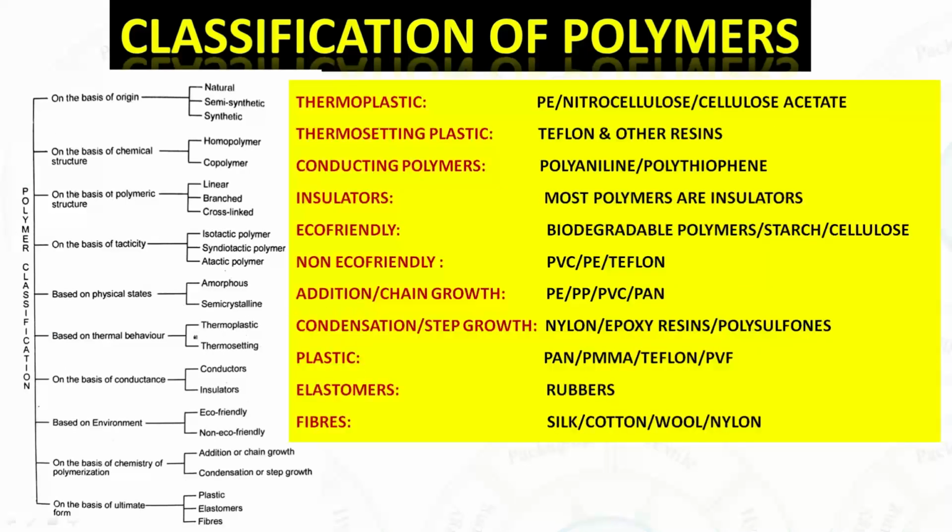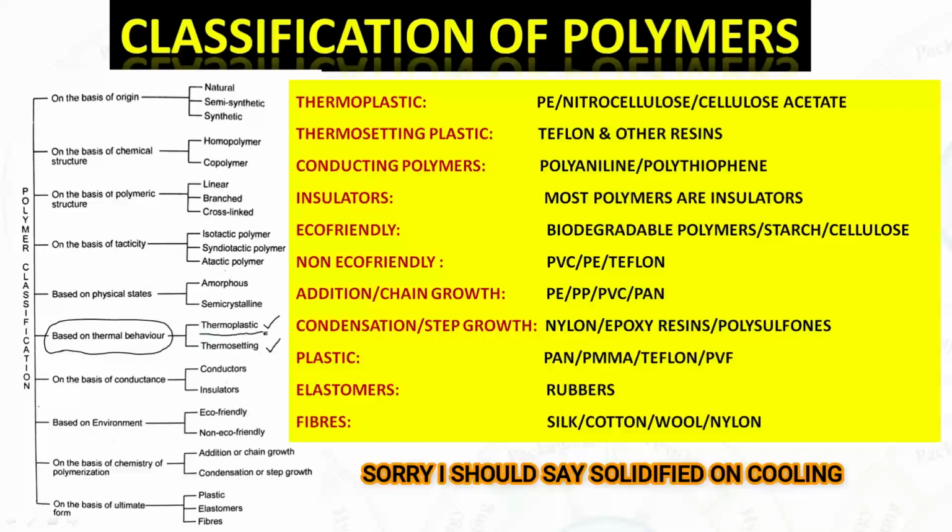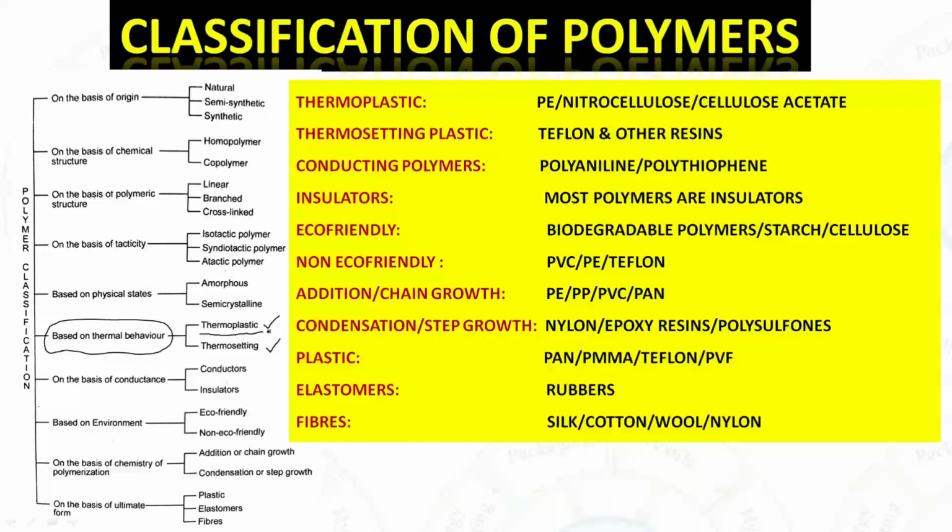Now I am going to discuss the classification based on the thermal behavior. So based on the thermal behavior, there are two kinds of polymers. First is the thermoplastic and second is the thermosetting plastic. So thermoplastics are those plastics which liquefy on heating and then solidify on cooling. And the importance of this thermoplastic is that we can mold or design articles in any shape by the application of temperature.